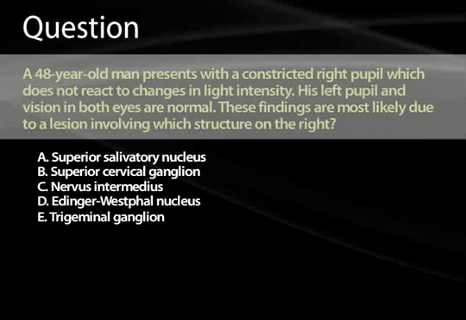The superior salivatory nucleus is associated with salivation, of course. The nervus intermedius is going to be associated with 7, and the Edinger-Westphal nucleus is going to be the parasympathetic component of cranial nerve 3, whereas the trigeminal ganglia is a sensory ganglia altogether and not even autonomic.